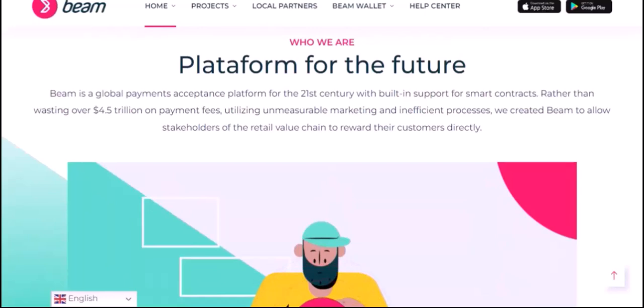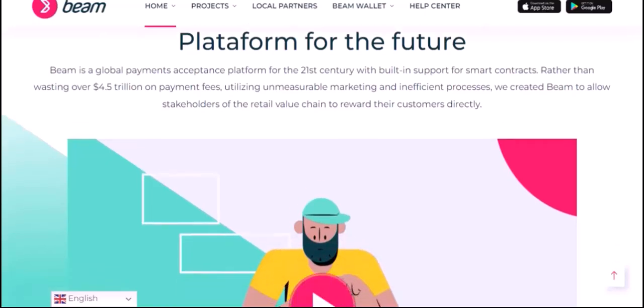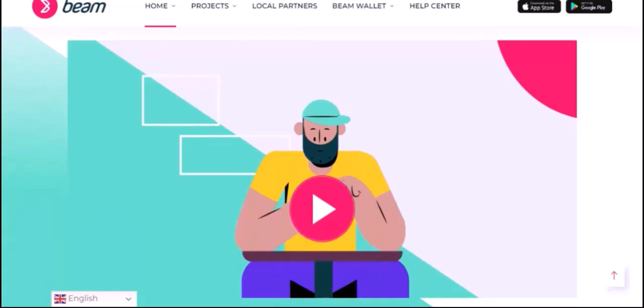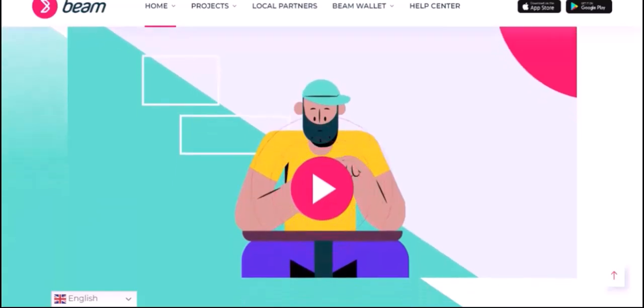Receiving Beam from others. Generate a Beam address. Your Beam wallet will provide you with a unique address. Share this address with anyone who wants to send you Beam. Wait for the transaction. Once the sender initiates the transfer, it should appear in your wallet within a few minutes.